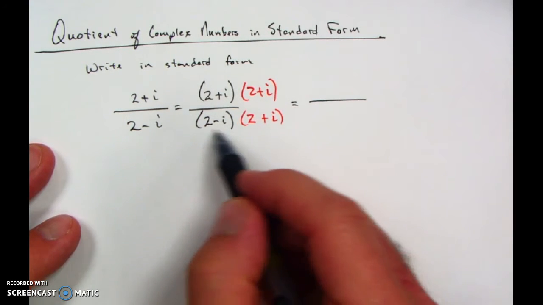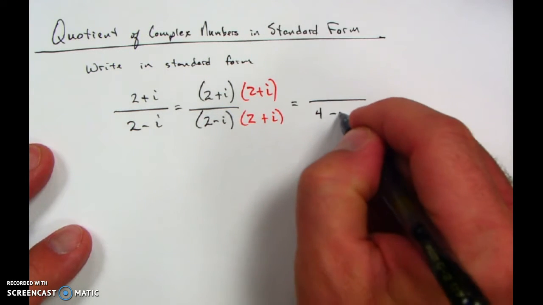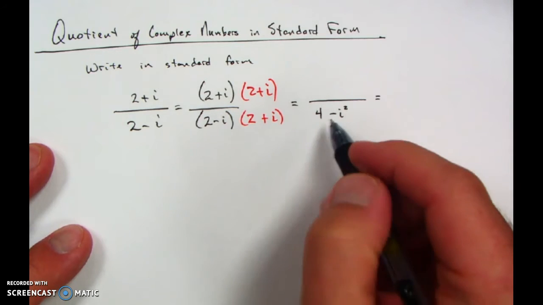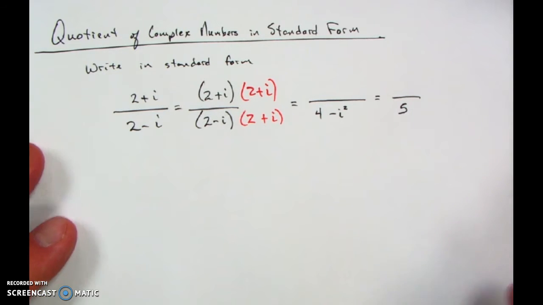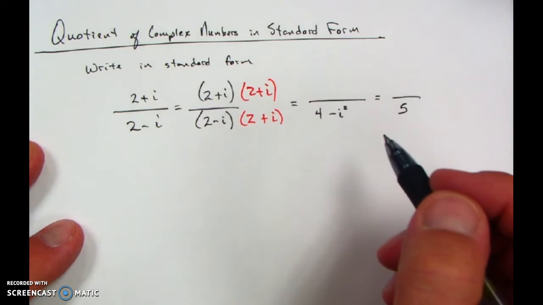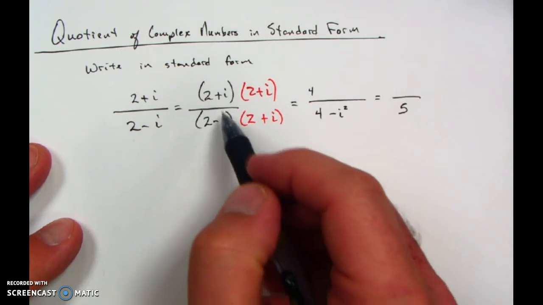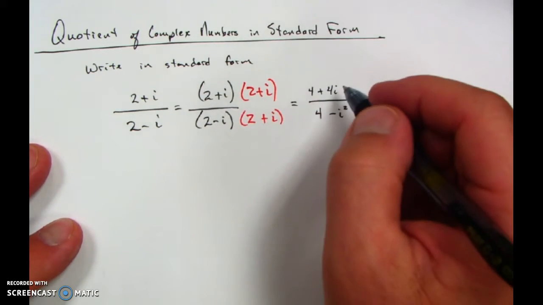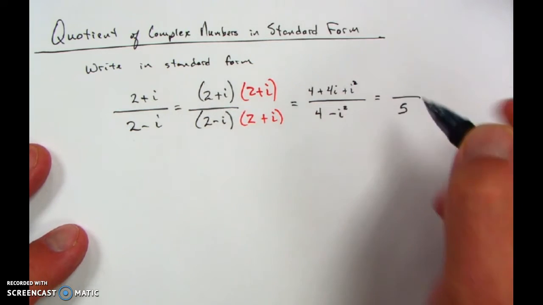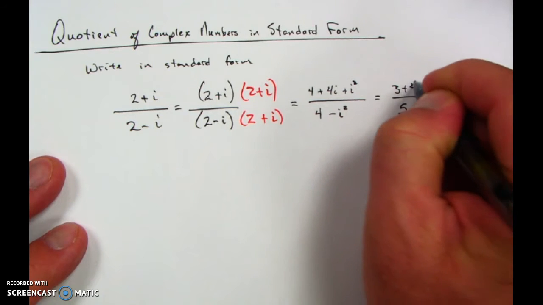And so what we end up with is 4 and then minus i squared. So that's 4 minus a negative 1, or 4 plus 1. That equals 5. So now we have a real number on the bottom of our fraction. I do need to multiply this out on top. I have 4. If I treat it like FOIL, that's a plus 2i, and a plus 2i, that's plus 4i. And then I have i times i, so that's a plus i squared. That again is a negative 1, so that turns into 3 plus 4i.